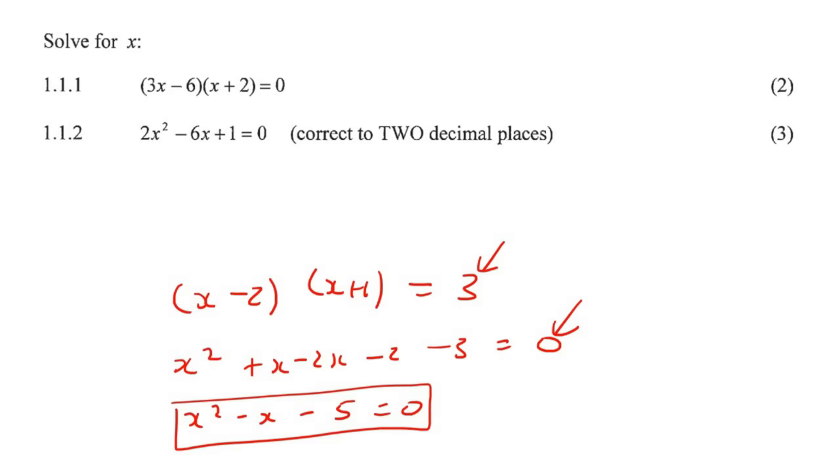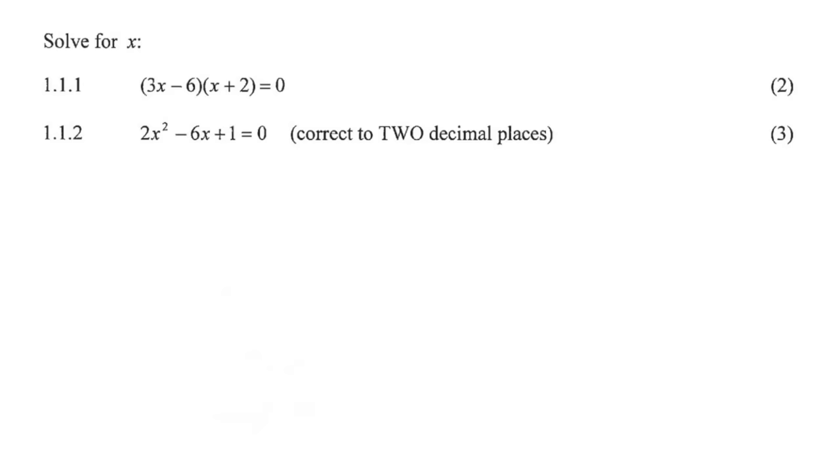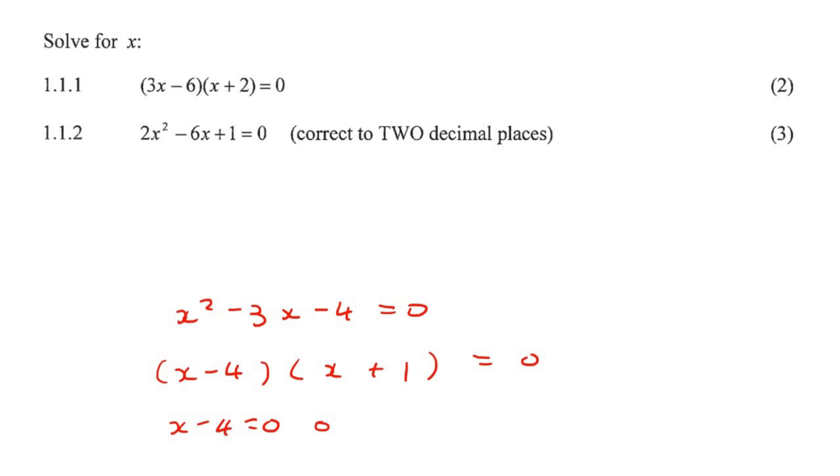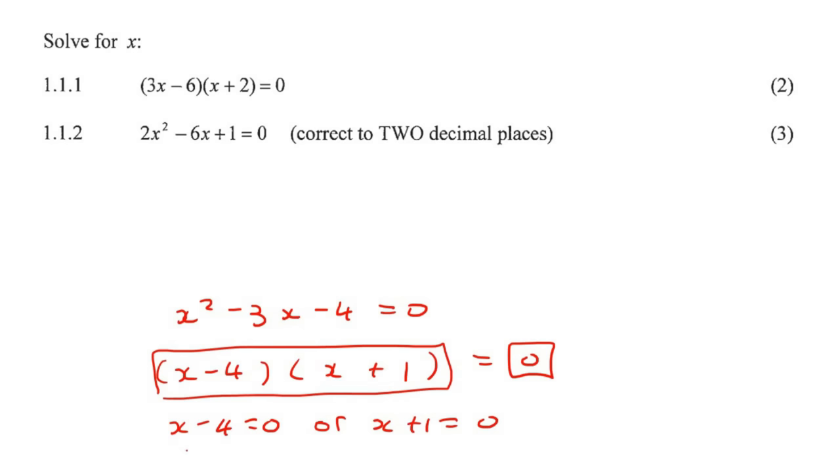But if that number is a zero, let me show you another example. x squared minus 3x minus 4 equals 0. If you have a situation like this, you could use the quadratic formula or you could factorize. This one would factorize as (x minus 4)(x plus 1). And when you have brackets like this, you would say x minus 4 equals 0 or x plus 1 equals 0. So when you have brackets and it's equal to 0, you just make the two brackets equal to 0. So you're just going to take each bracket.